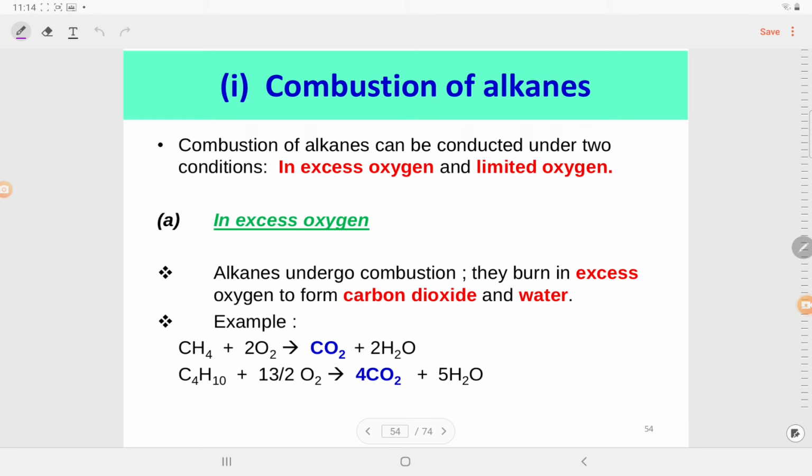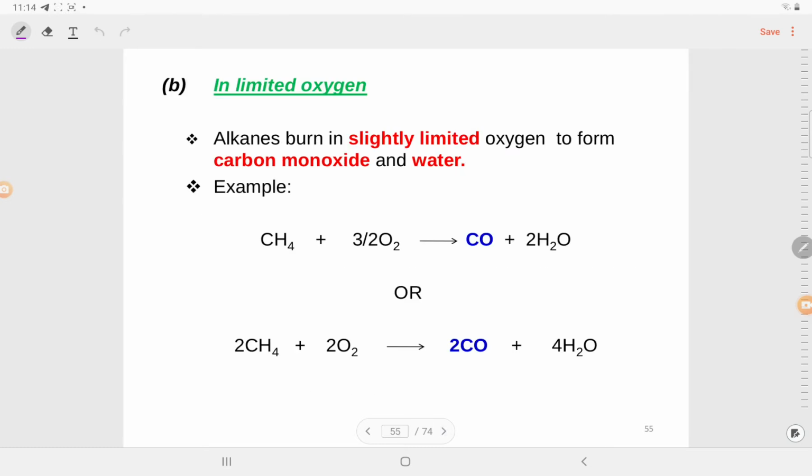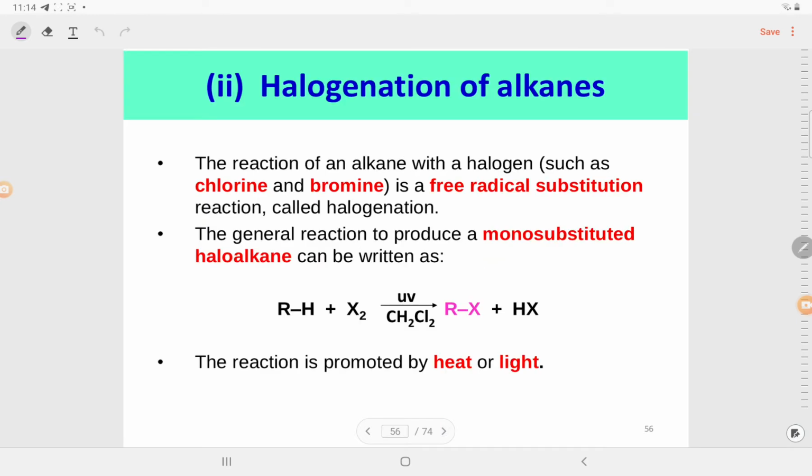So, how about combustion? The first factor is excess oxygen. If the alkane completely burns in excess oxygen, the products formed are carbon dioxide and water. The balanced equation I leave to you. For the second part, if combustion occurs in limited oxygen, the products are carbon monoxide and water only.